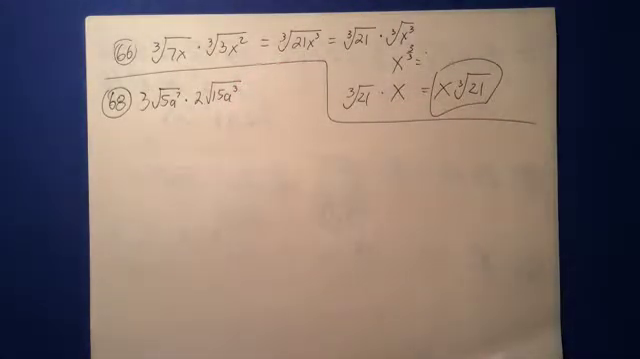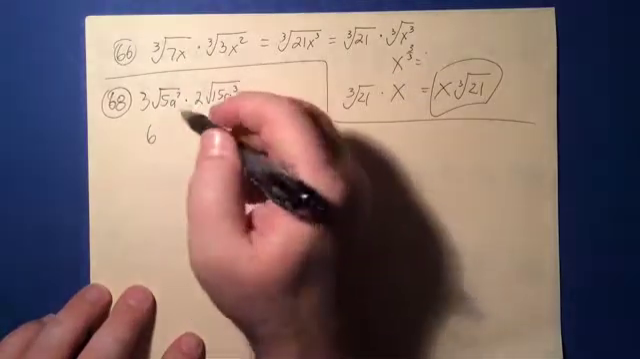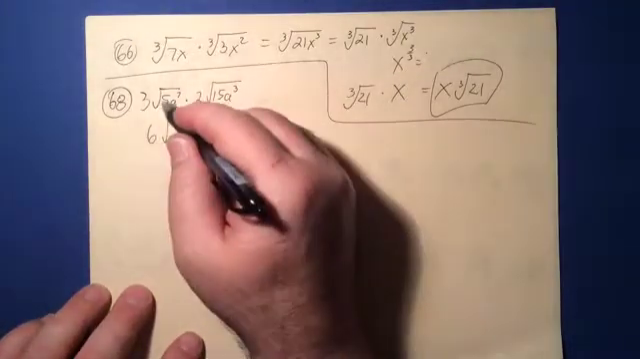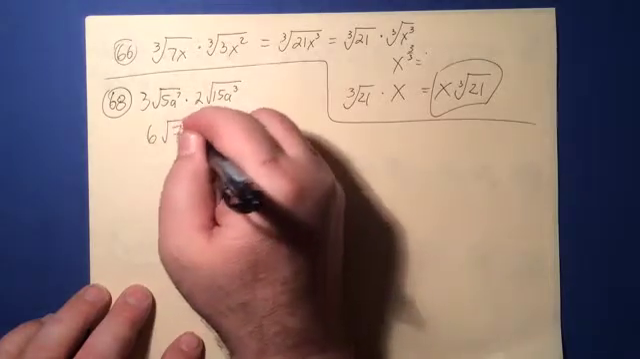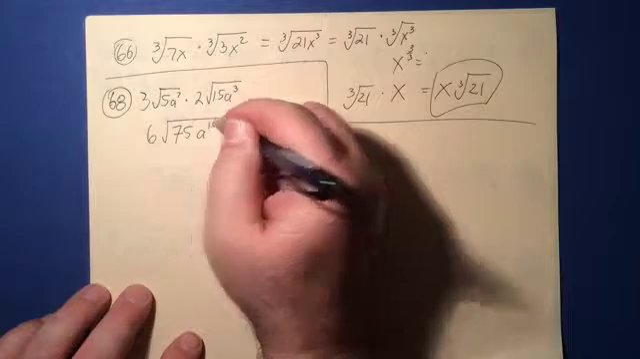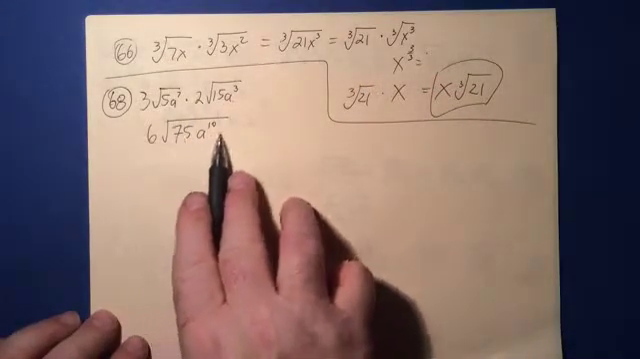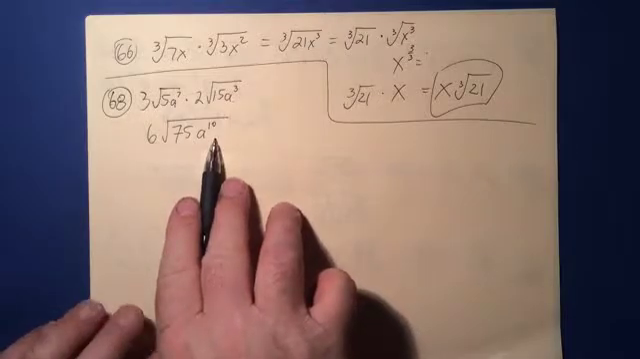So when we see numbers on the outside of radicals, we're going to treat this separately from the radical itself. So 3 times 2, that's going to give us 6. Under the radical, 5 times 15 will be 75. a to the 7th times a to the third is going to be a to the 10th. So I keep this 6 on the outside. Let's see what else is going to come out from outside of this.